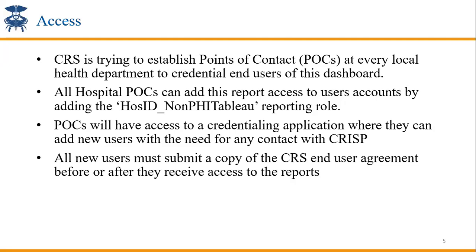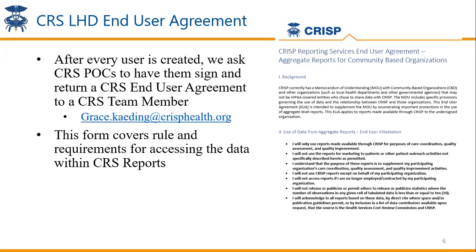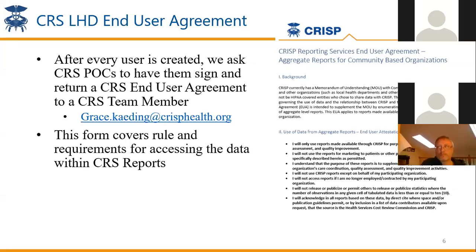We ask all users who get access to this report to either have signed an end user agreement in the past or signed a new one when they get access. On the next screen, it'll show you what that looks like, and you can simply have your point of contact or the user directly email it to our support line or one of our team members, Grace Kading. And we will save this documentation and make sure that your access has been granted appropriately. This form just covers the rules with accessing the data, as well as some security requirements for using the data appropriately.